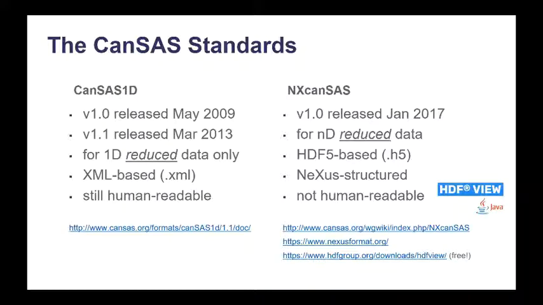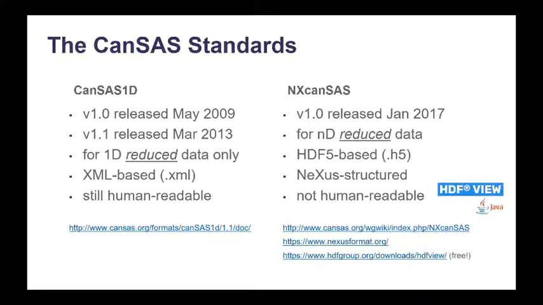NXcanSAS is our new kid on the block. It's a hierarchical data format to what's called the HDF5 standard. Whilst it can and is used for storing 1D data, it really comes into its own when you want to store 2D data or multi-dimensional data and/or lots of non-neutron data alongside the neutron data.